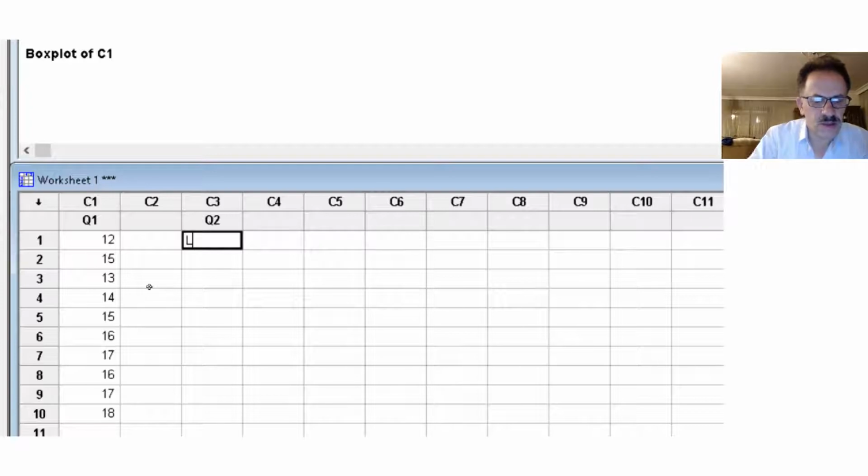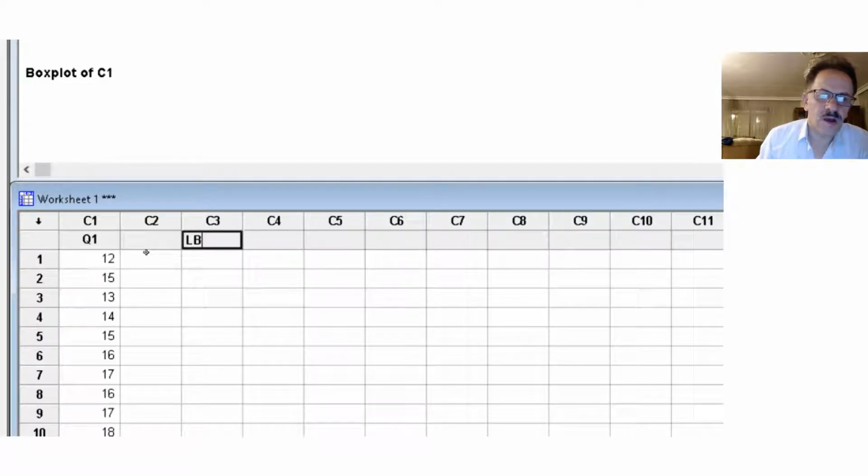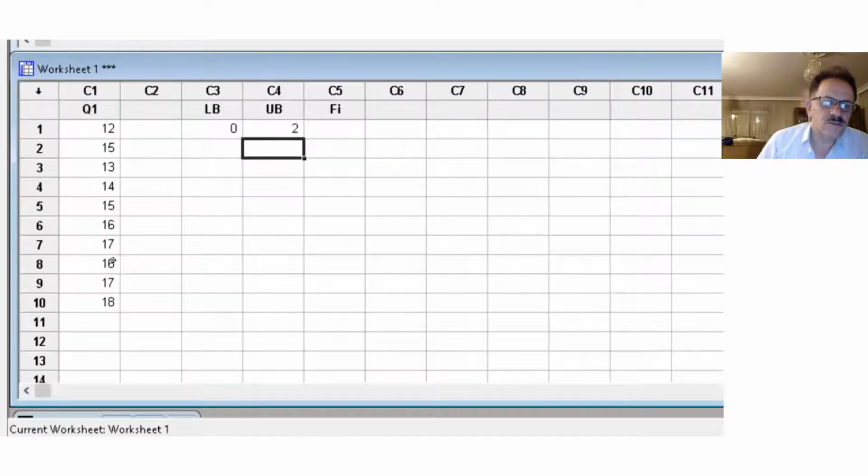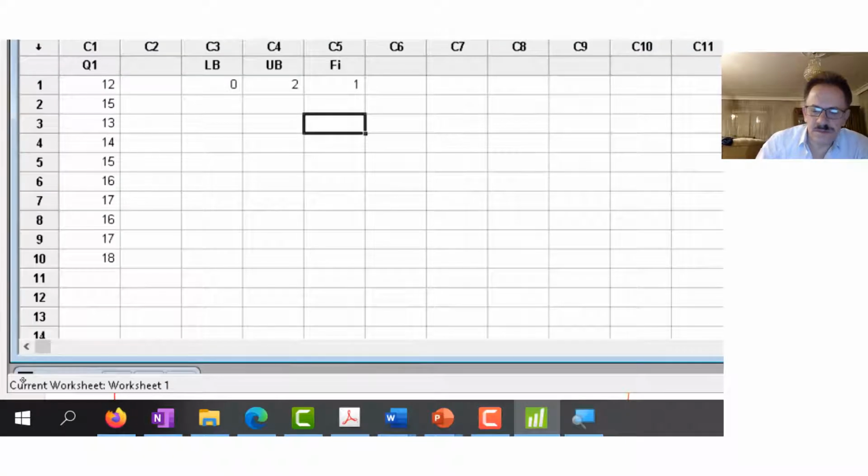And this will be the lower boundary, and this is called the upper boundary, and this will be the frequency fi. So from the first class we have 0, the second one is 2, and the frequency is 1. This is what we have.